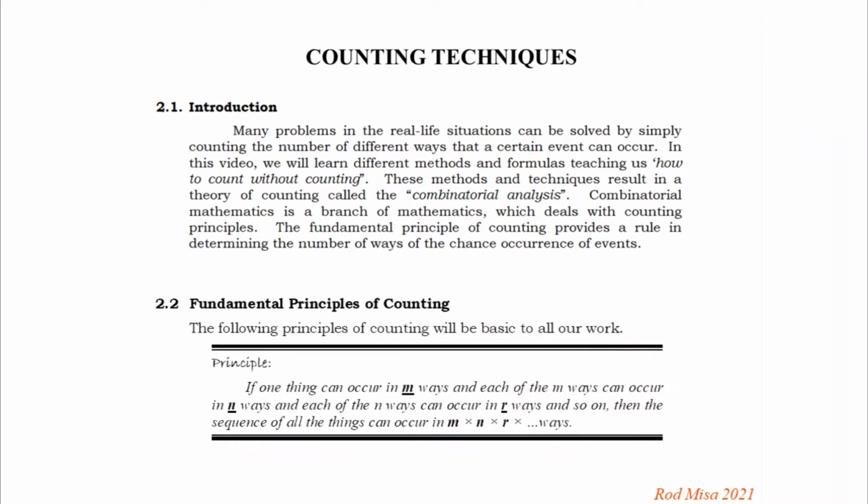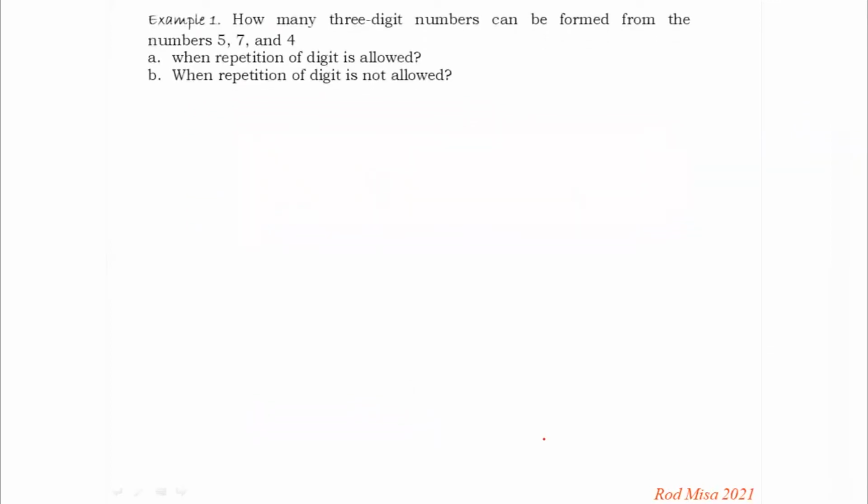The principle states that if one thing can occur in m ways, and each of the m ways can occur in n ways, and each of the n ways can occur in r ways, and so on and so forth, then the sequence of all things can occur in m times n times r times and so on and so forth ways. So, applying this formula to an example, let us consider example number 1 here.